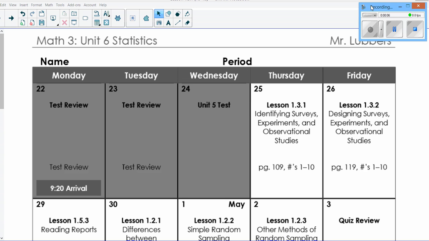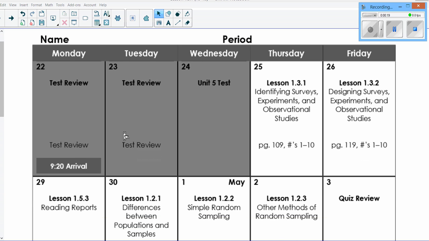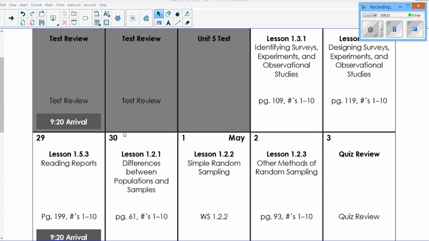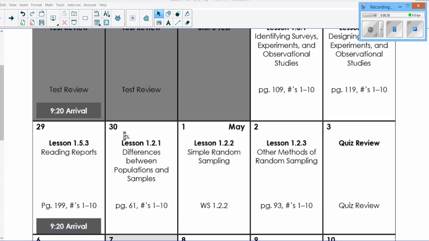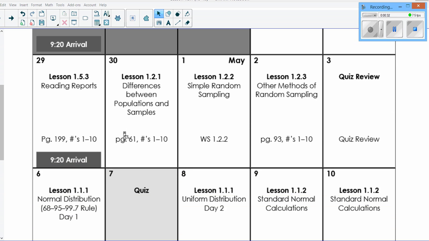Hi everyone. So I started with the calendar so we can talk real quick about the unit, what it looks like. Just a reminder, we're going to be using the book about half the time, especially in the beginning; we use it a lot. So the first couple of lessons will be out of the book. You can see Thursday, Friday, and then we have a lesson on Monday, Tuesday, Wednesday, Thursday. So we have 6 consecutive lessons, and then we'll do a quiz review next Friday.